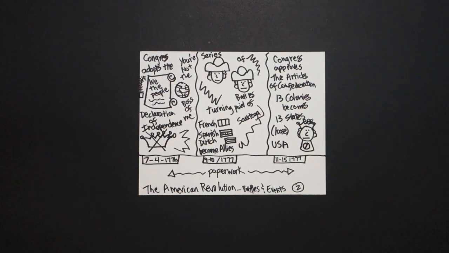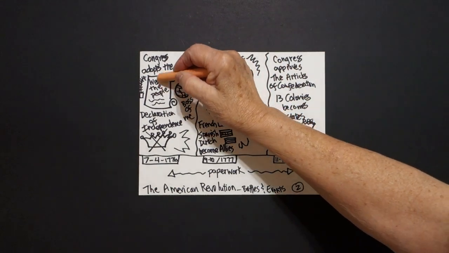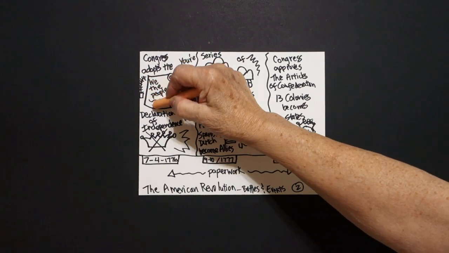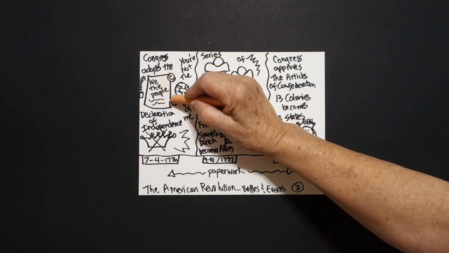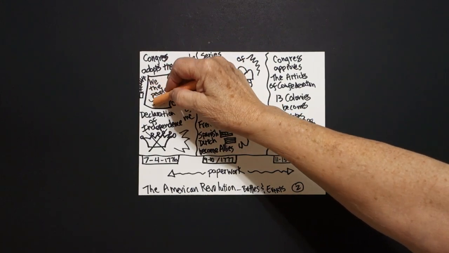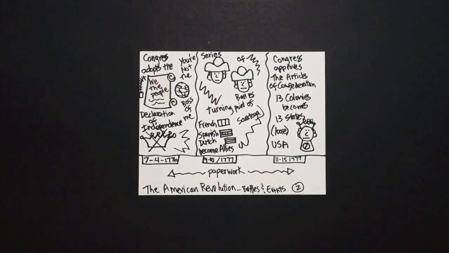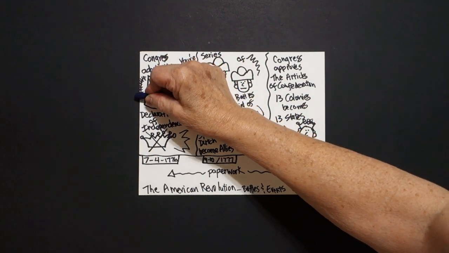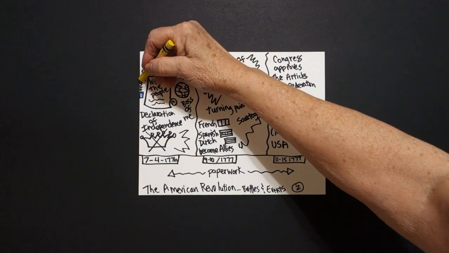All right, let's see how we're going to color this in. Okay, this is pretty easy, because we don't want to mess up our labels, nor do we want to mess up all of the drawings we just did. So I'm just going to take a peach or an apricot and color in my Declaration of Independence. I'm going to make my inkwell over here blue, and I'm just going to put yellow for my feathered quill.